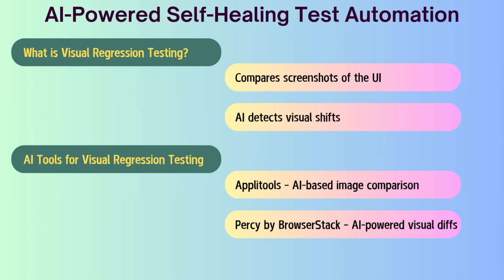There are some best AI tools for visual regression testing. You can use Applitools Eyes, an AI-based image comparison for UI testing, and also you can use Percy by BrowserStack, which is also AI-powered visual difference detection for regression testing.